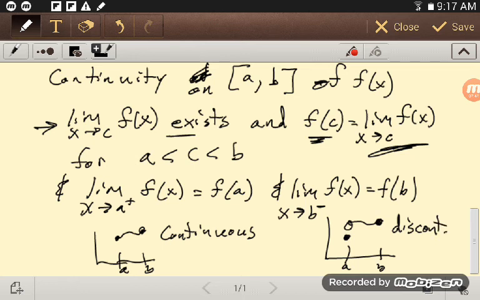Okay, so that's this idea of left-handed, right-handed limits, and why we might care about it, because we're looking at, say, closed intervals, and we want to look at those ideas. Okay, I think that's good for this video.